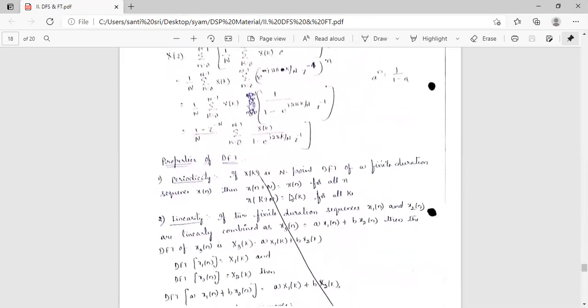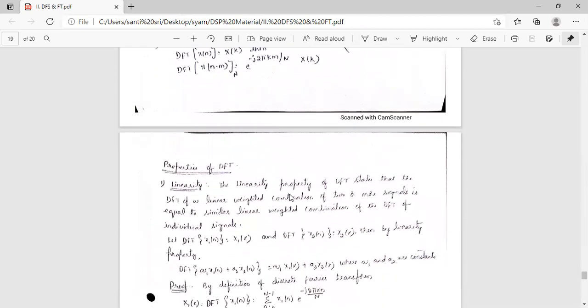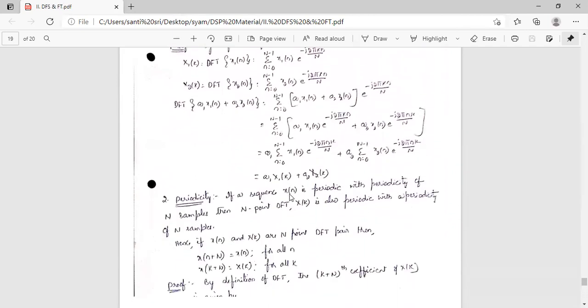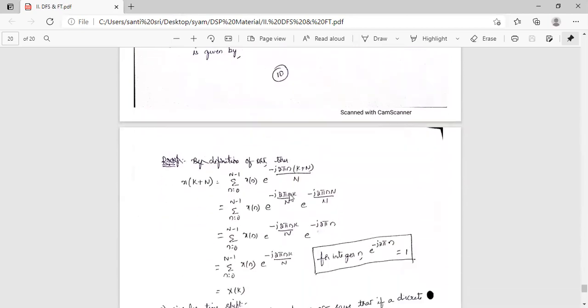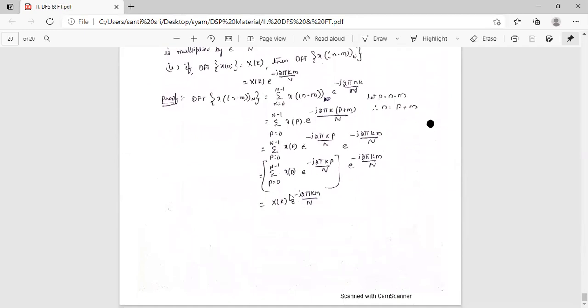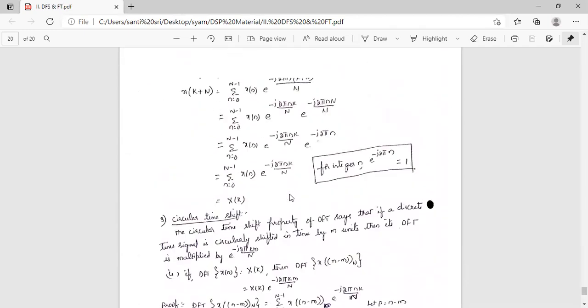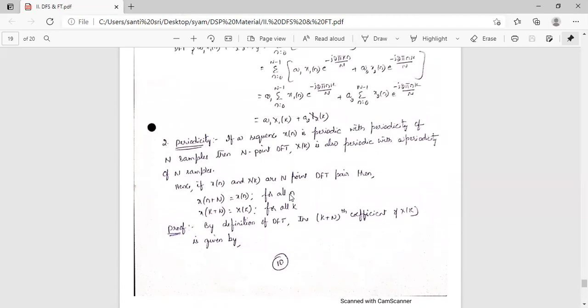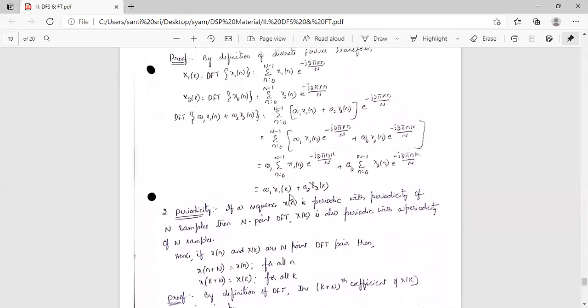Then we discussed the properties of DFT. Already we discussed, and these are the proofs. We proved these properties: linearity property, periodicity property, and next, circular time shift. Remaining properties, like the convolution property, we'll prove in the next class. These three properties are proved here.